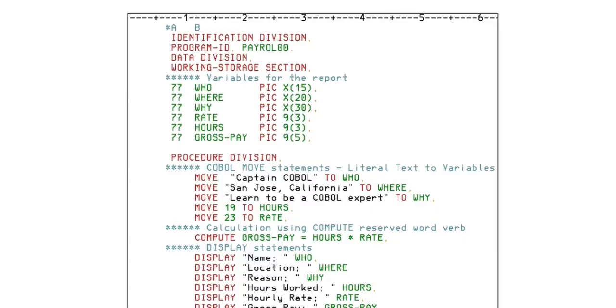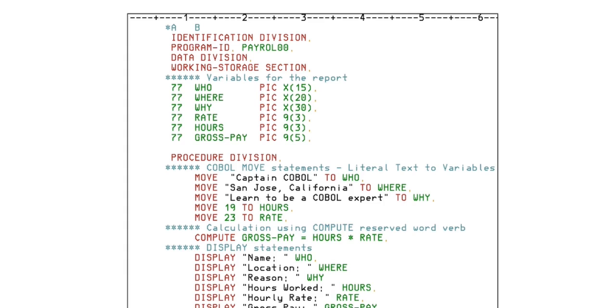We have six variables up top, which are who, where, why, rate, hours, and pay. The first three are alphanumeric, and the last three are numeric. And down in the procedure division, we're using move to set up some of those variables. Who, where, and why are Captain Cobalt, San Jose, California, and learn to COBOL expert. And that's spelled out pretty clearly on those lines.